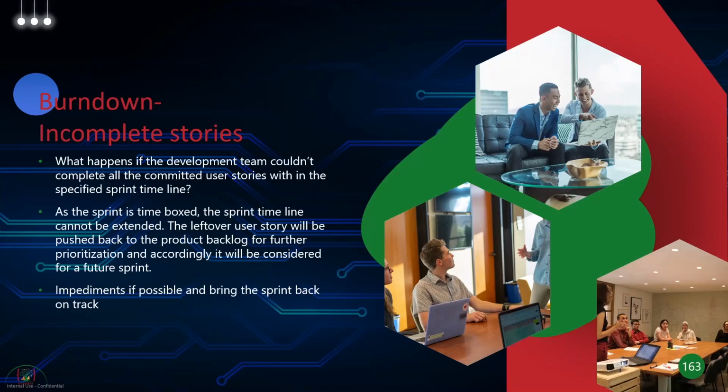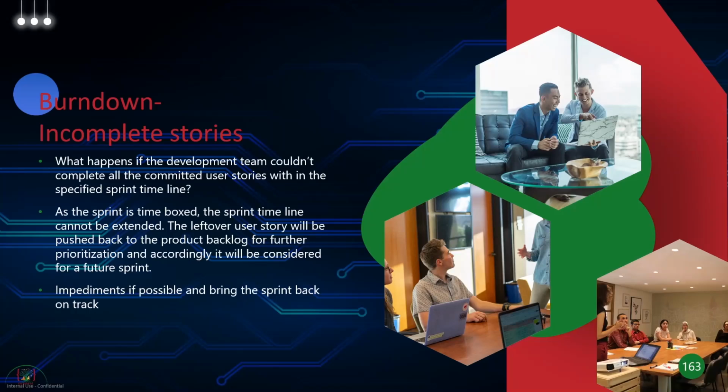But try to avoid this. Try to make sure that whatever you've committed, you should be able to finish, because that is a good sign of maturity in a good team. And that's what Scrum wants the teams to do. Have minimum incomplete stories. Of course, there are some times when you can't avoid it.